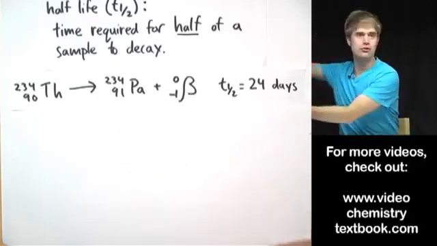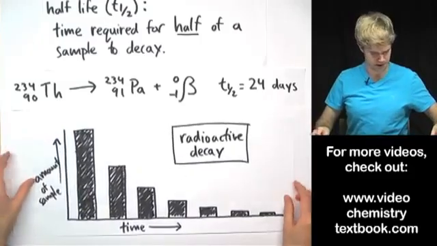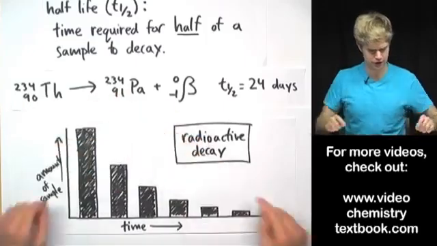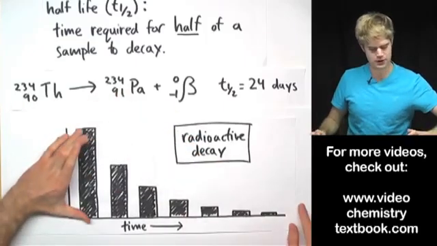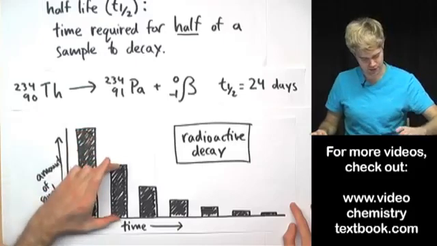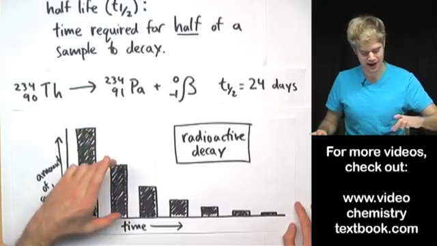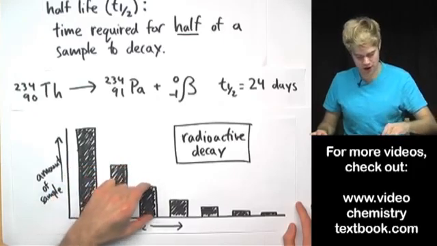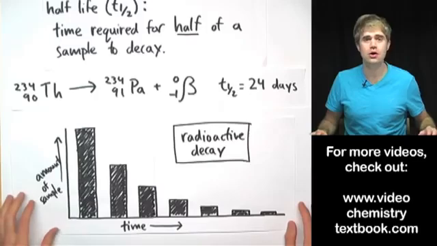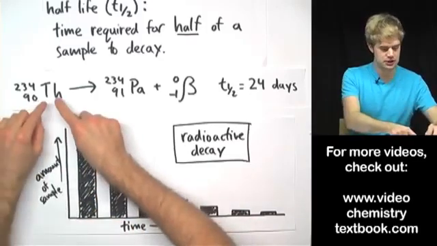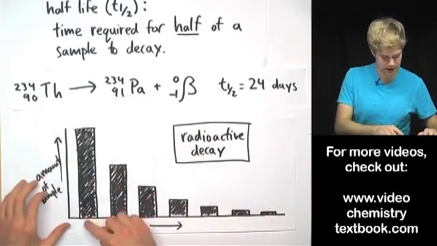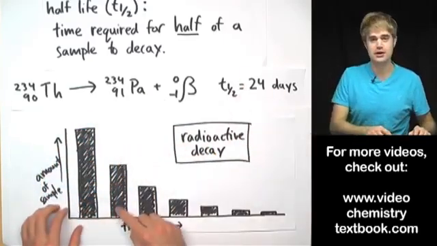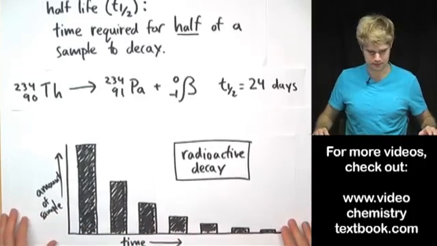So let's look at a quick graph of what's going on here. Let's imagine that this is a graph of thorium turning into protactinium. Here's the amount of thorium that we start with. And then after one half-life, we have half of it. And then after another half-life, we have half of this. And then after another half-life, we have half of this, and so on. Now, if this is showing us thorium going to protactinium, each of these bars would be separated by 24 days. That would be the amount of time between them.